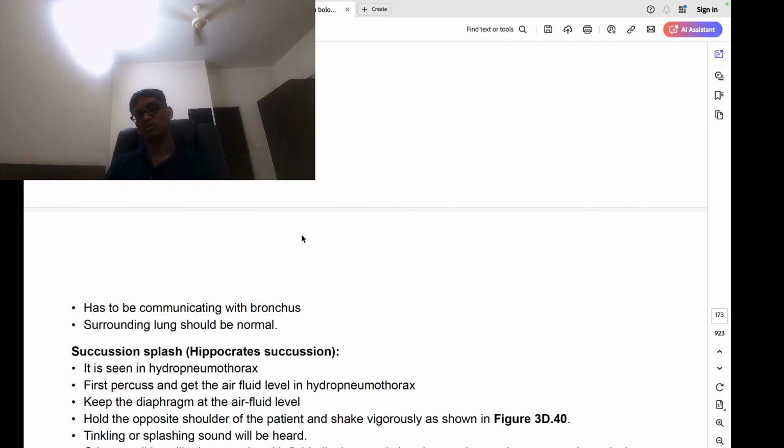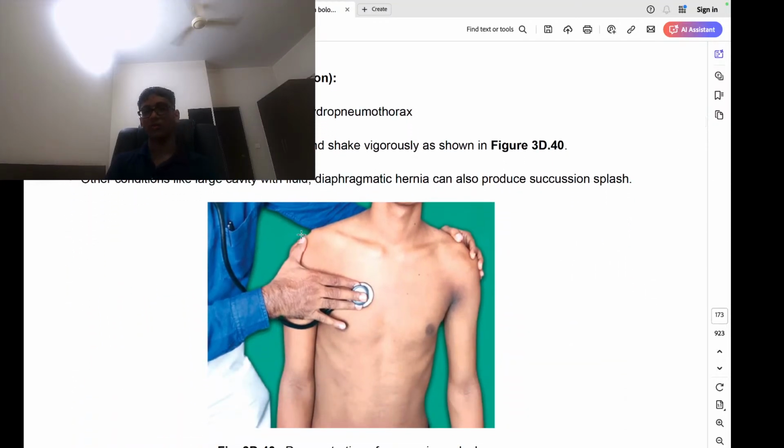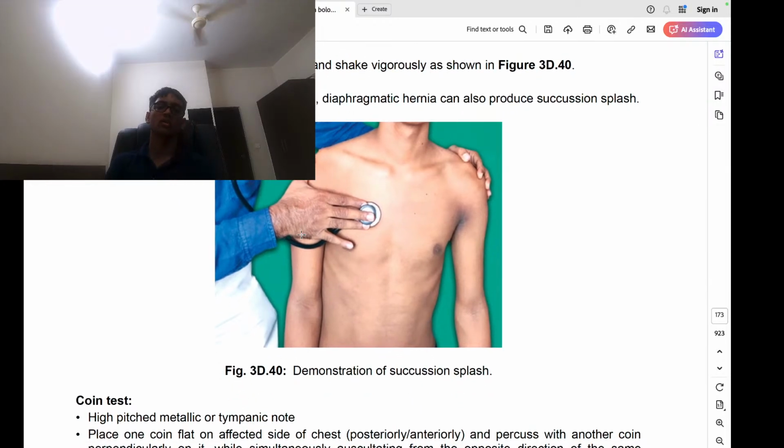Succussion splash is Hippocrates succussion. It is seen in hydropneumothorax. First percuss and find the air-fluid level in hydropneumothorax. Keep the diaphragm of the stethoscope on the air-fluid level, hold the opposite shoulder of the patient, and shake vigorously. A tinkling or splashing sound will be heard. Other conditions like large cavity with fluid and diaphragmatic hernia can also produce succussion splash.